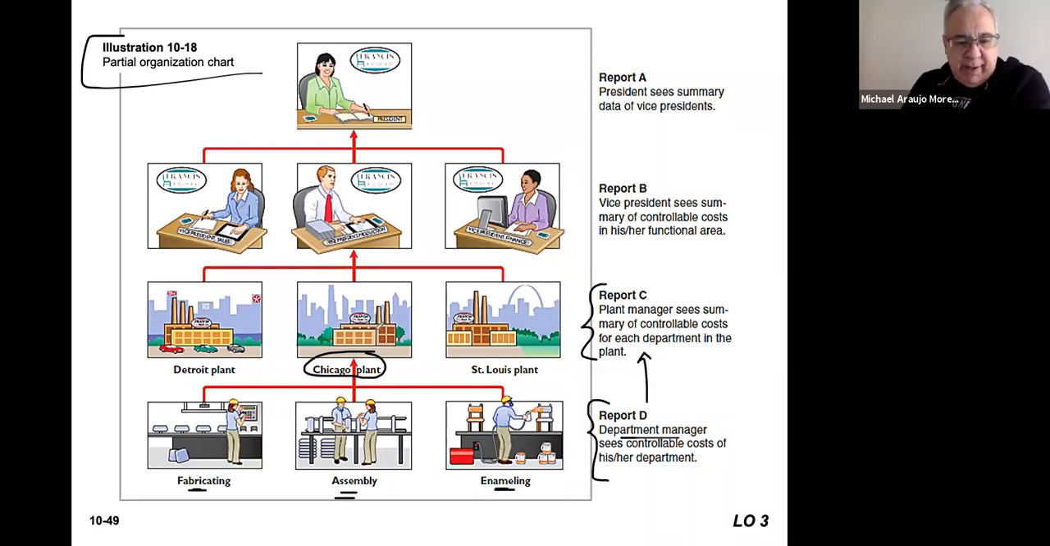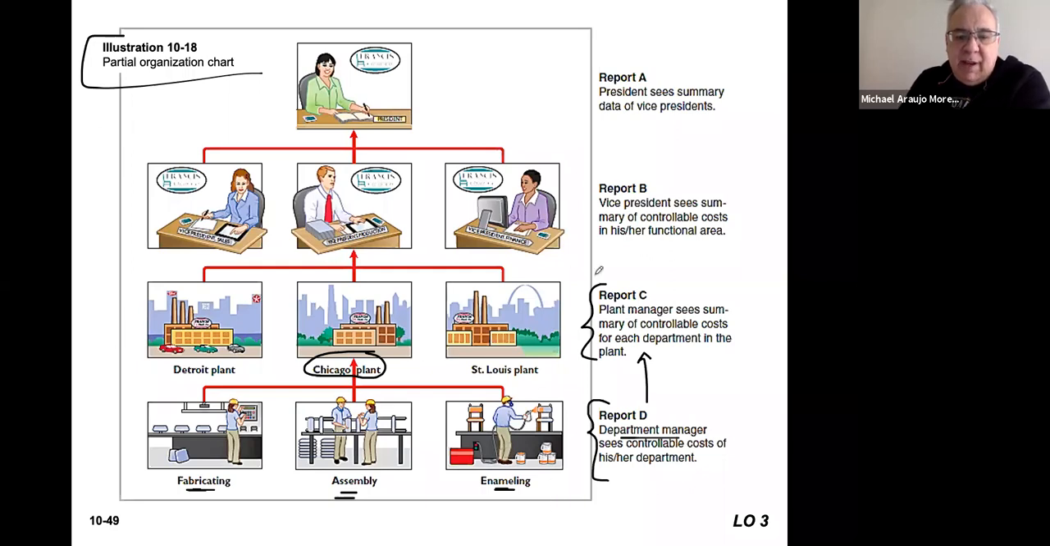So the Chicago plant had expectations for manufacturing and manufacturing overhead, both for all these departments, for fabricating, assembly, and enameling. Again, the budgets would be looked at compared to the actuals. Differences would be noted, those exceptions would be noted, needed to be explained, what was in their control, what was not, and the reasons. Each of the plants would be doing the same thing.